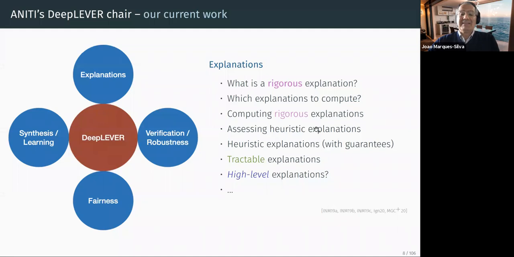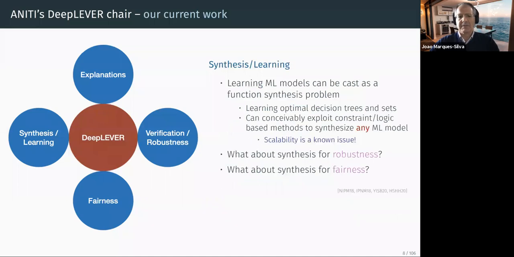How can we measure heuristic explanations? Because sometimes rigorous explanations might be very difficult to compute. We would like to offer guarantees when we compute heuristic explanations. And then another recent topic is tractable explanations, meaning that we can compute explanations very efficiently. And a long-term project is high-level explanation. So we'd like to abstract away from the features we start from, but this is yet a work in progress.